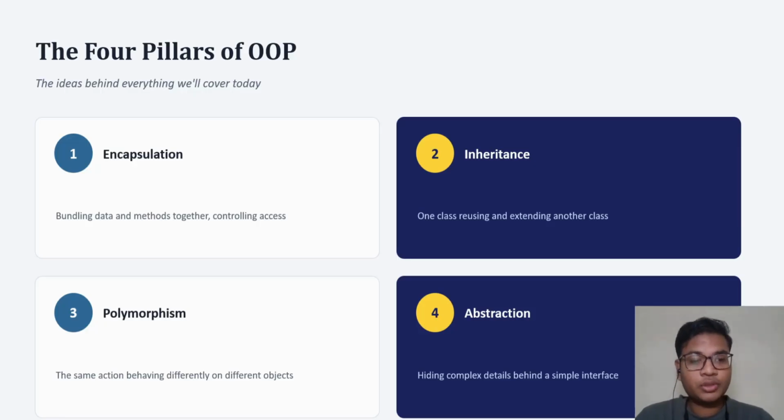What is polymorphism? The same action behaving differently on different objects. That is polymorphism, and the most important thing is abstraction, hiding complex details behind a simple interface. Always remember, when you're hiding some complex details, that's known as abstraction. I hope you clearly understand these four pillars of object-oriented programming. That is very, very important.